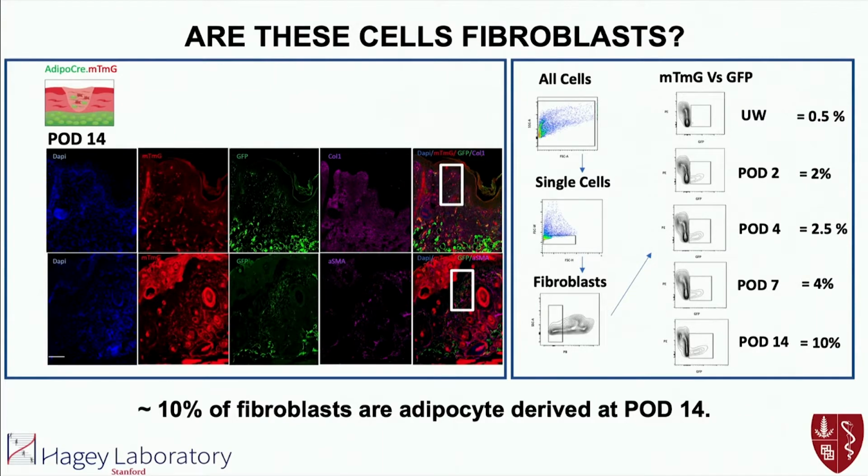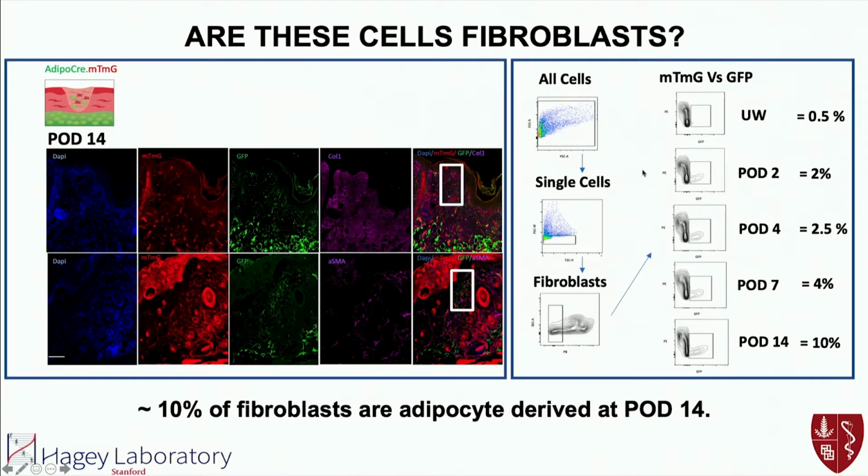And so in this first image, we have some immunochemistry. And you can see in the subcutaneous layer in the bottom part that we do have some green cells. We would expect that because they're adipocytes. But we also have in the dermis some GFP-positive cells that co-express COL1 and alpha SMA, which are both fibroblast markers. We then wanted to look at individual cells.